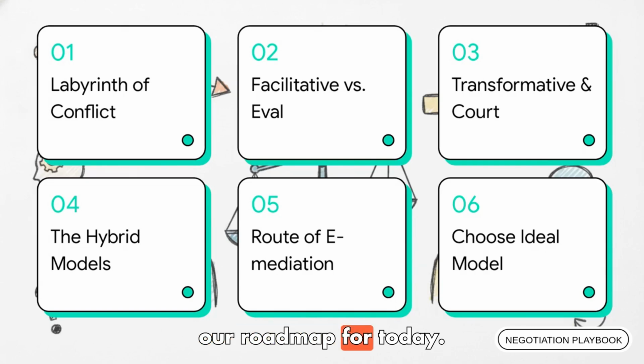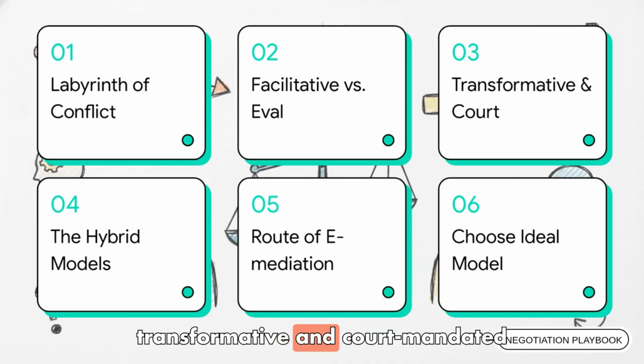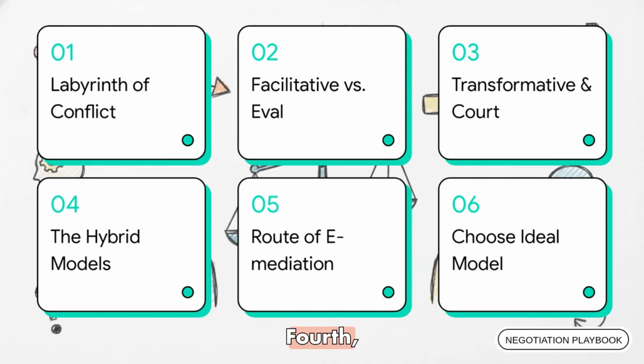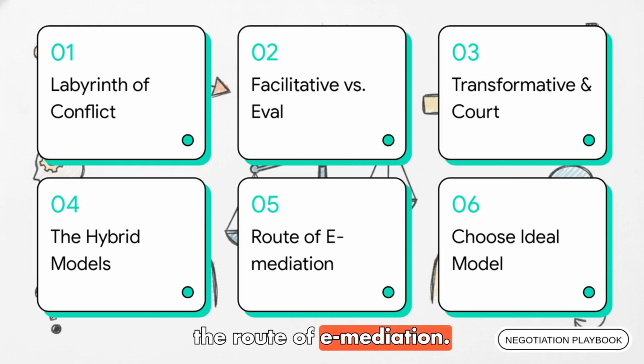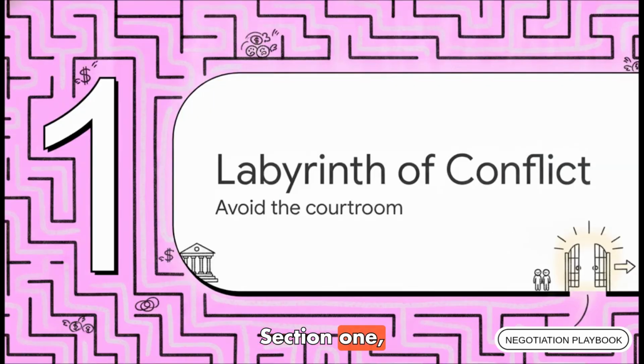So here's our roadmap for today. We've got 6 sections. First, the labyrinth of conflict. Second, facilitative versus evaluative. Third, transformative and court-mandated mediation. Fourth, the hybrid models. Fifth, the root of e-mediation. And finally, number 6, how to choose the ideal model. Let's dive in. Section 1, the labyrinth of conflict, and how we can avoid the courtroom altogether.